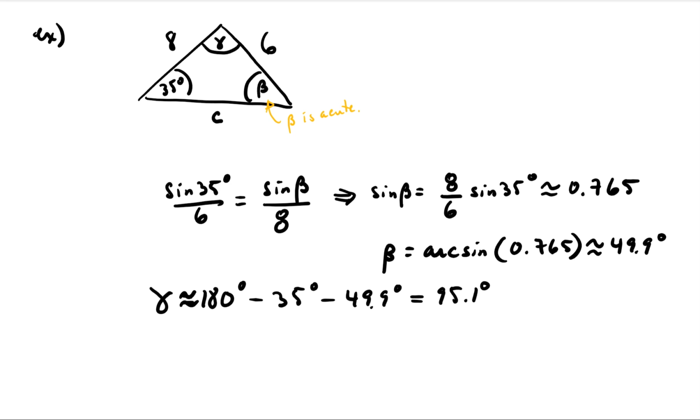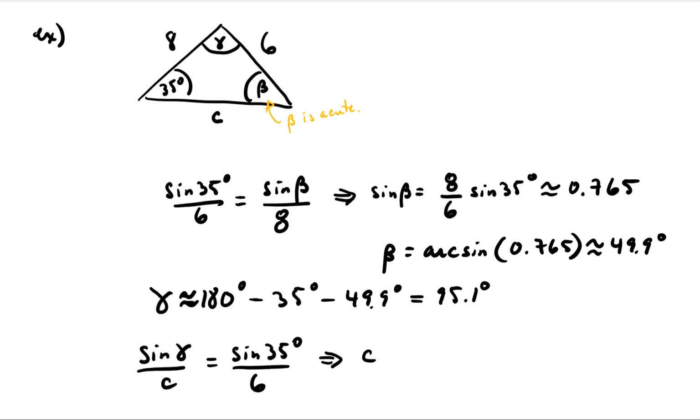So finally, having gamma in hand, I can find what C is. So I have sine of gamma over C is in the same ratio as sine of 35 degrees over 6. I could have used beta here, so I could have used sine of 49.9 degrees over 8. It's up to me to choose what I want, but 35 and 6 were exact on my figure, so I prefer to use that. Gamma is known, so don't worry about it. I don't have two unknowns here, so I solve for C.